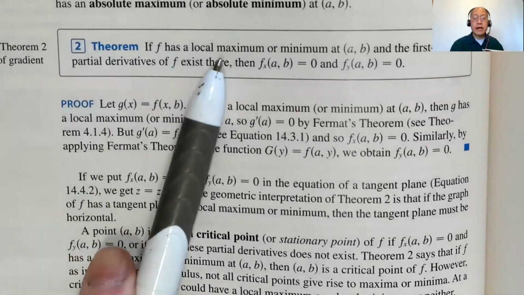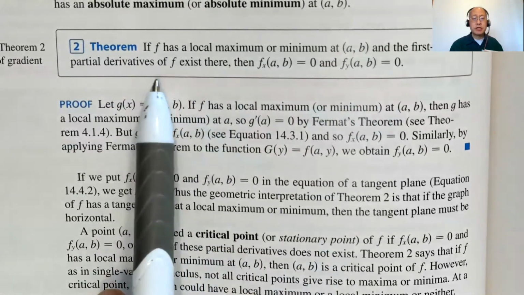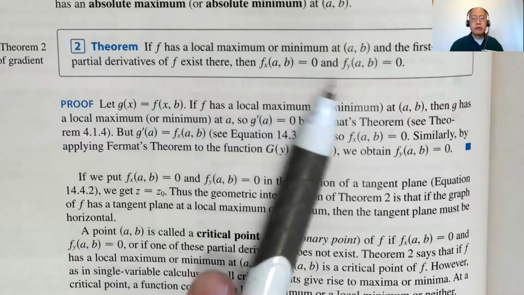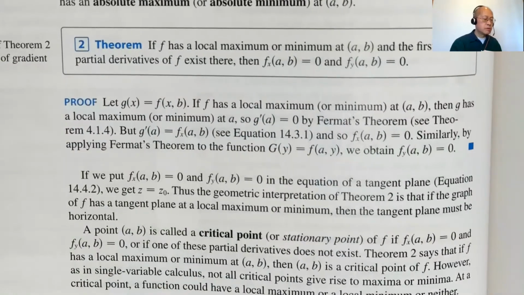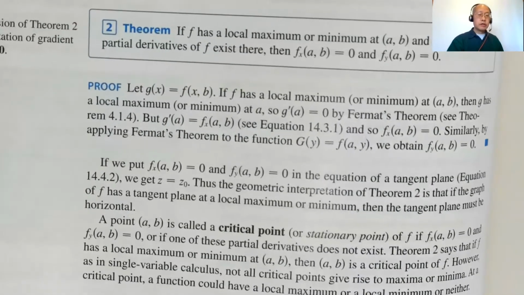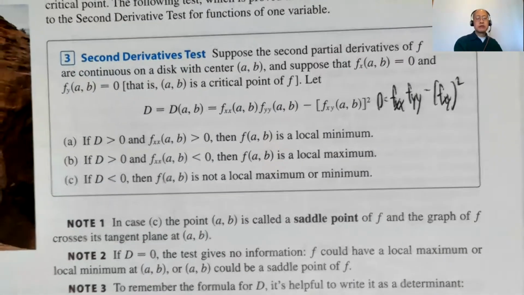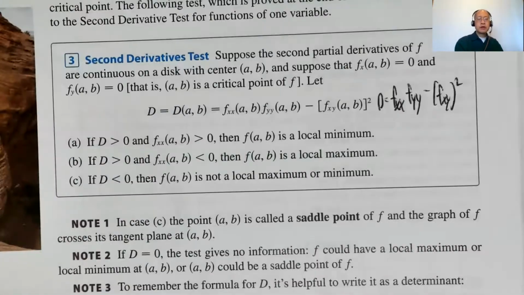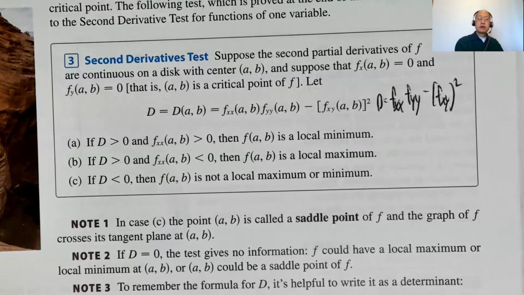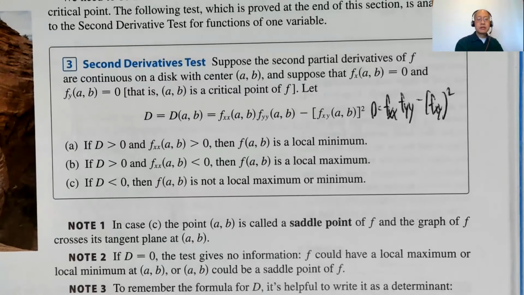If f has a local maximum or minimum at (a, b) and the first order partial derivatives of f exist, then fx equals 0 and fy also equals 0. So what you want to do is something called the second derivatives test on page 961. You definitely want to put this on your cheat sheet. It's definitely harder than the second derivative test in Calc 1, you might recall.